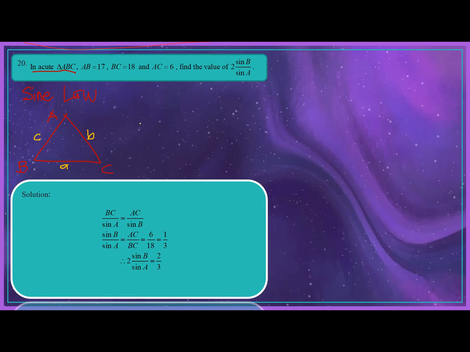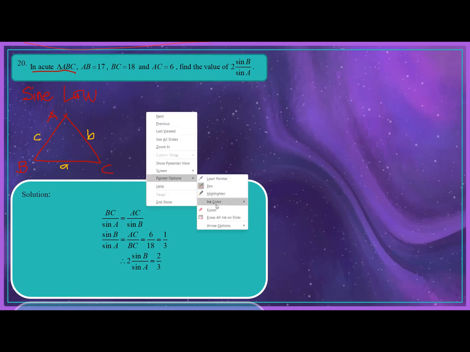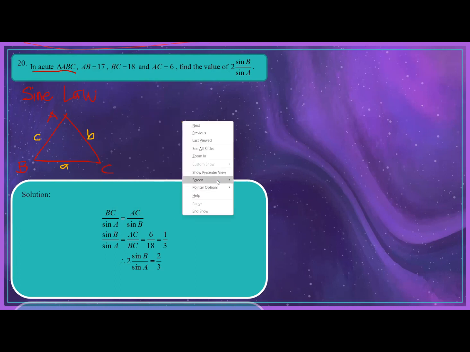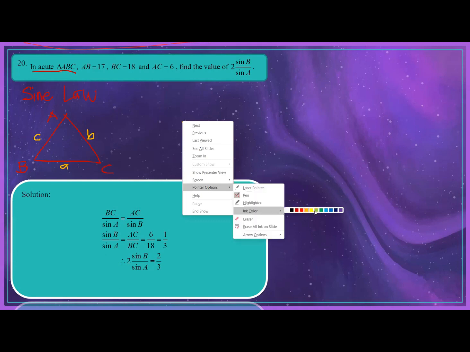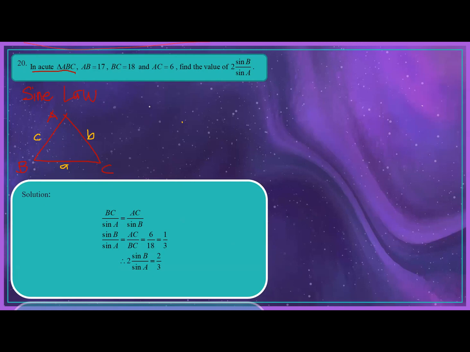Okay. Now sine law states that, what color? Green. Okay. Sine A over a is equivalent to sine B over b, which is equal to sine C, big C, over c. Okay.